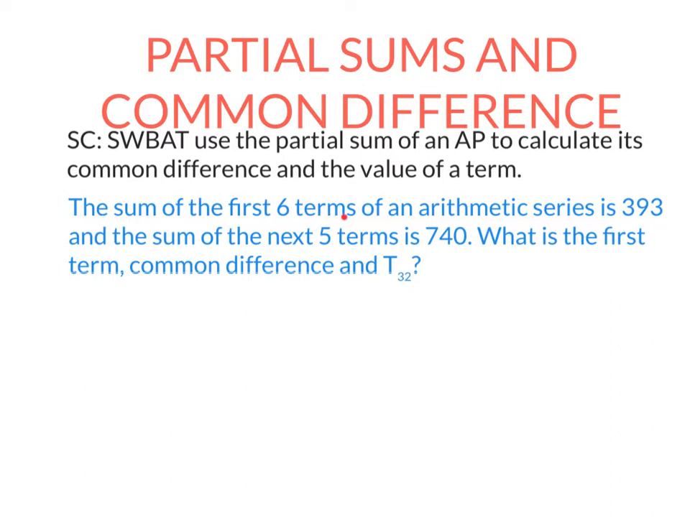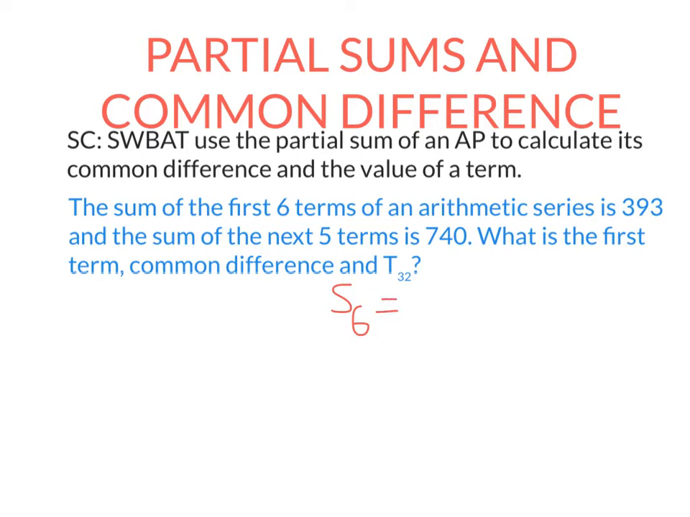Sum of the first 6 terms of an arithmetic series is 393. Sum of the next 5 terms, 740. We're going to find the first term, common difference, and T32. So what we're going to do is use simultaneous equations. So the sum of the first 6 terms is S6.